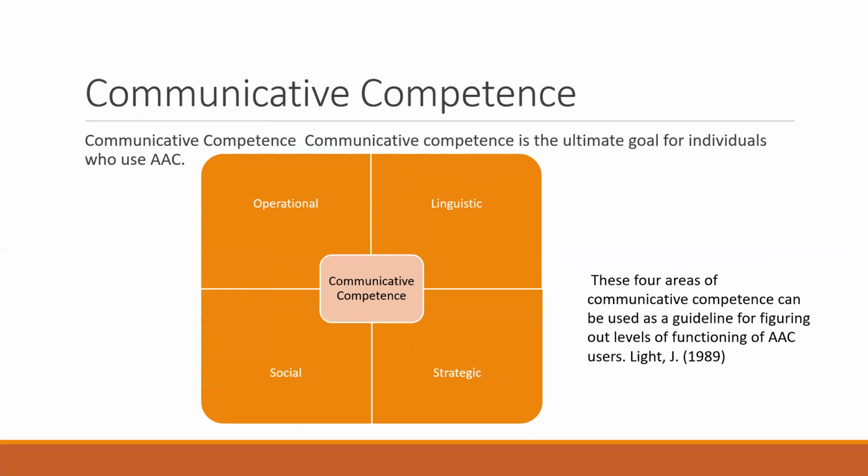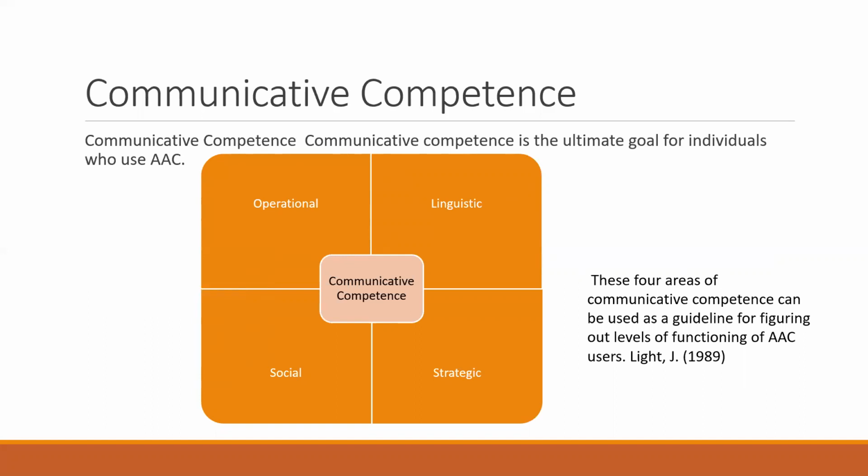So the 4 areas are up here. They are linguistic competence. So that's thinking about whether or not our users understand the symbols. Are they using the symbols appropriately to convey messages? Then there's operational, so our users need to know how to operate their AAC system, whether that's flipping through a picture book and locating icons, or whether that is utilizing a high-tech AAC device.